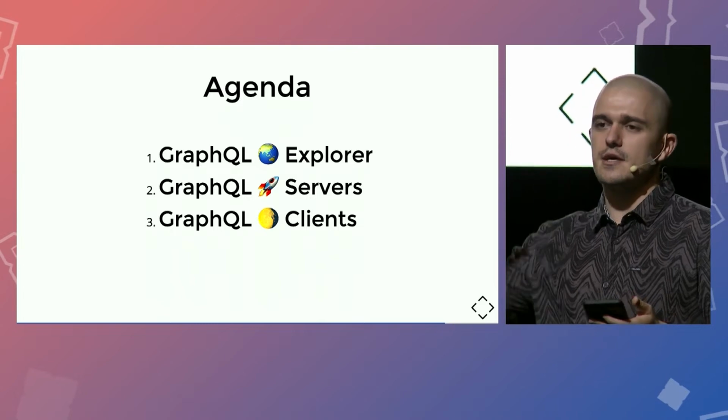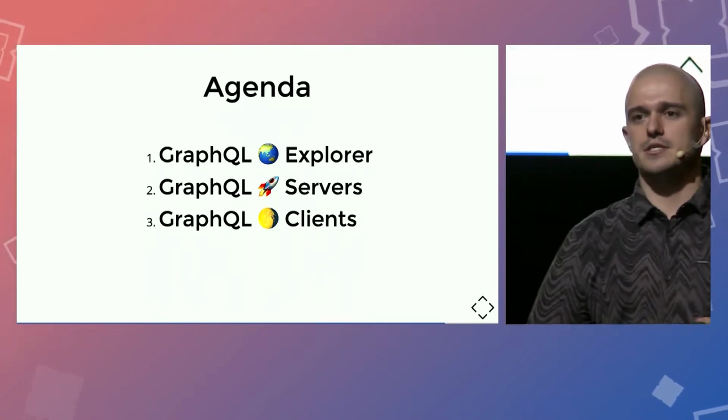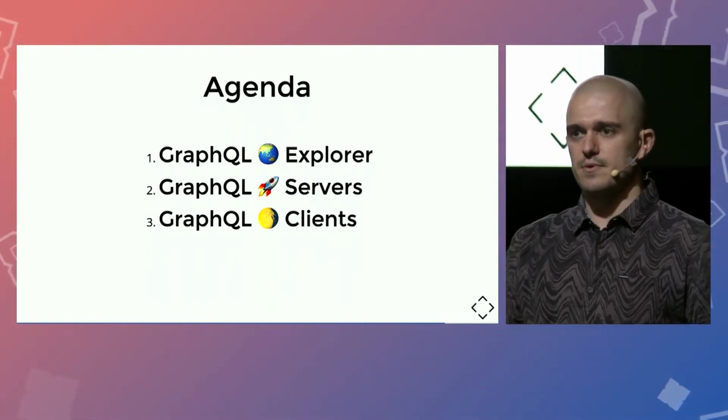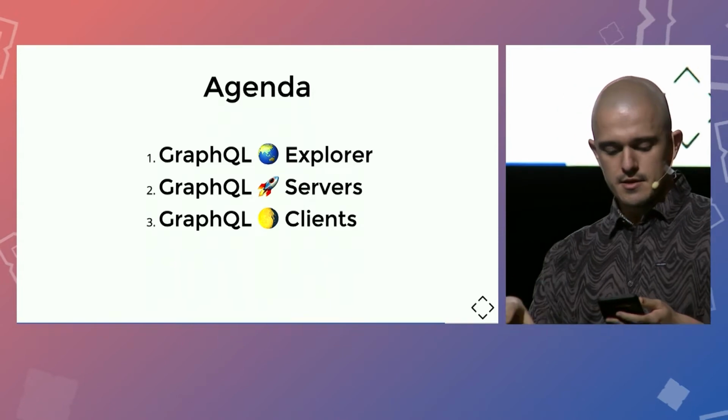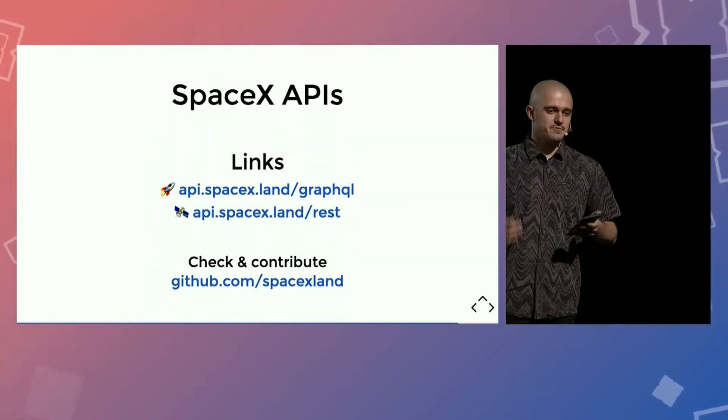Live coding, the agenda. We're going to see first what a GraphQL API is and how you can test it. Then we are going to jump into the IDE, see real code, go to the server first, and then go to the client. And we are going to be using the SpaceX GraphQL API. I know, because I just love rockets.